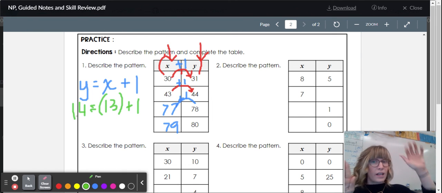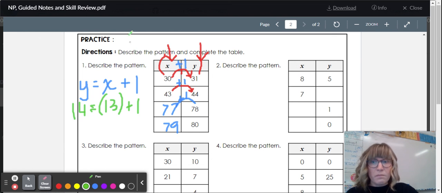So what happens on one side of the equation, the 14, has to be equal to what's happening over here, the 13 plus 1. So this is the rule, and then you can use it to describe or to complete the table.